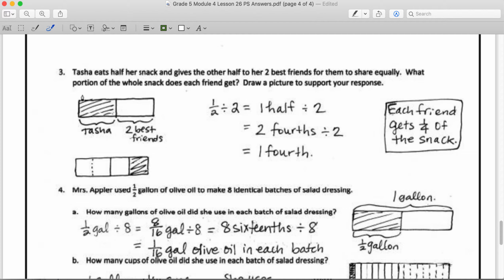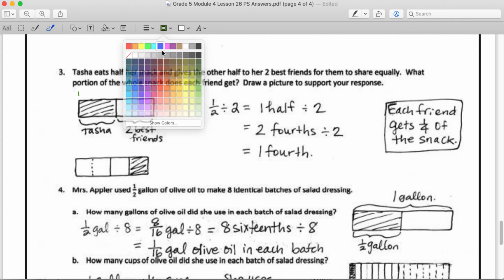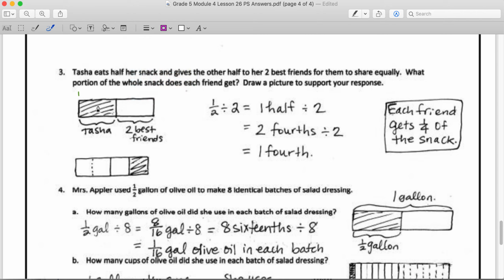All right, so this is her whole snack. Let's change colors here. This is her whole snack. Okay, so it says that Tasha eats half. So this part here, Tasha ate. And it says the other half, this half right here, I'm going to put that in pink. She's going to give to her 2 best friends. So that means that her 2 best friends get to share this.